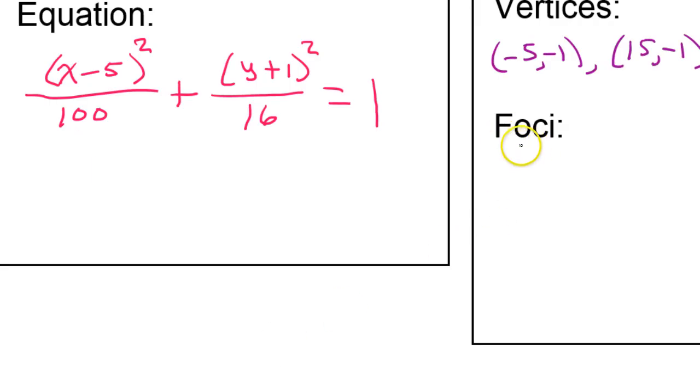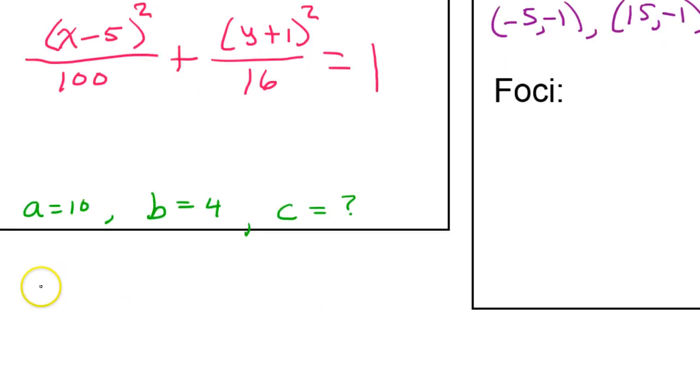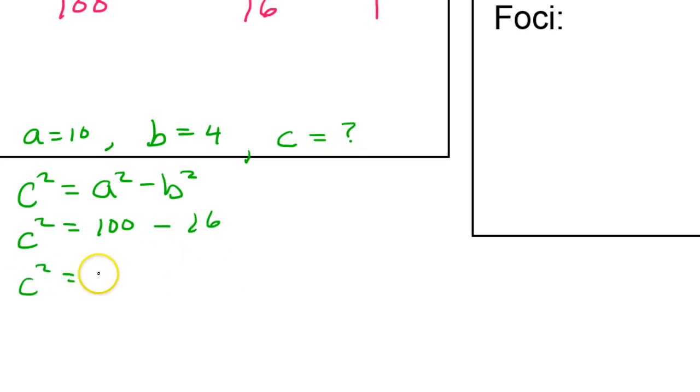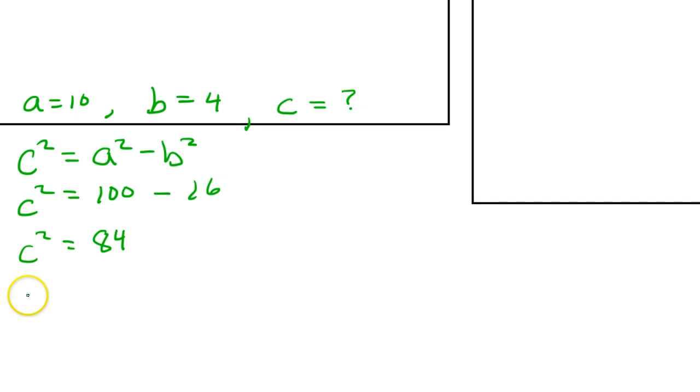All right, there's one more thing we need to do, and that is find the foci. So the foci are associated with what we call the c value. So far, we have discovered that the a value is 10. That's how we got the 100. The b value was 4. That's where the 16 came from, b squared. And now we need to find the c value. So remember, of course, that c squared is equal to a squared minus b squared. So c squared is equal to 100 minus 16. So c squared is going to equal 84. So c is going to equal the square root of 84.